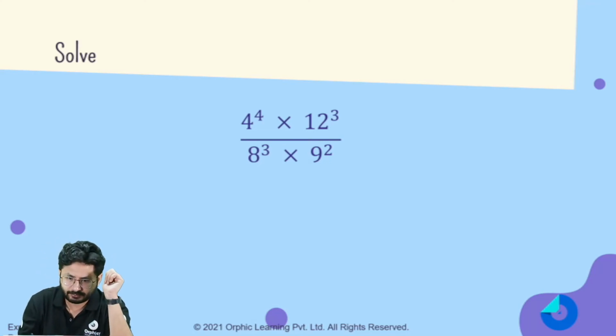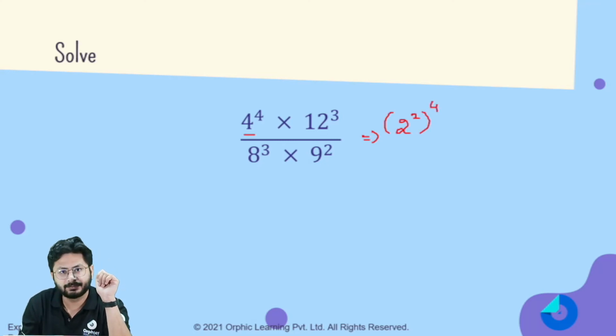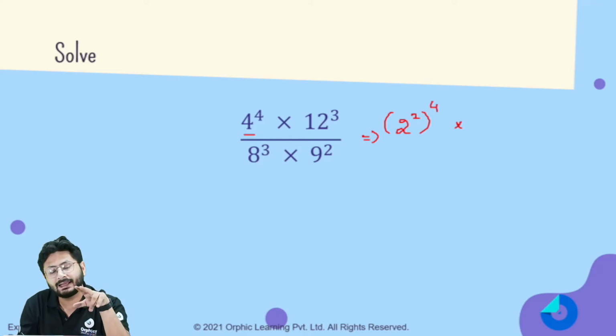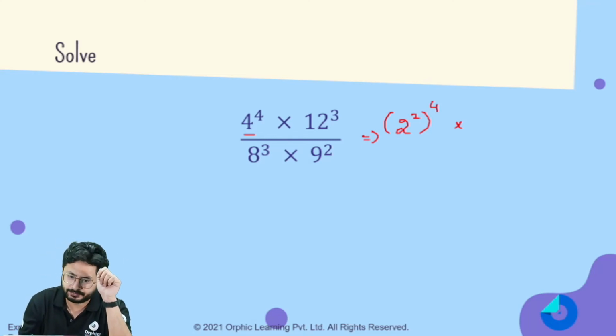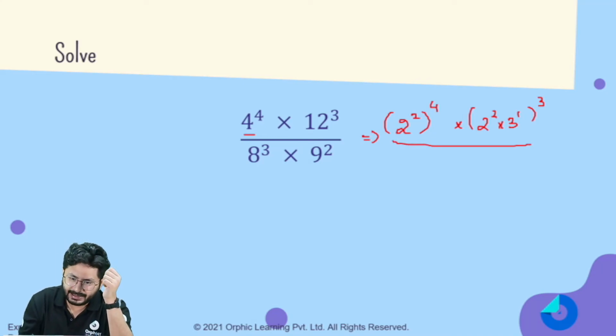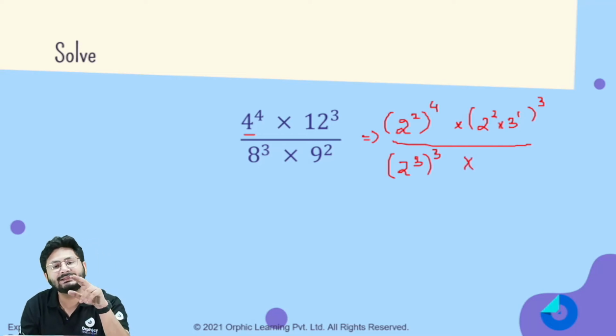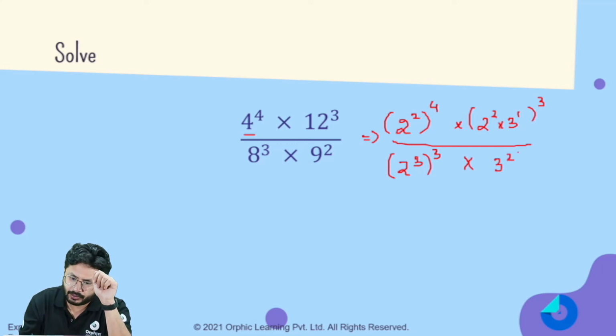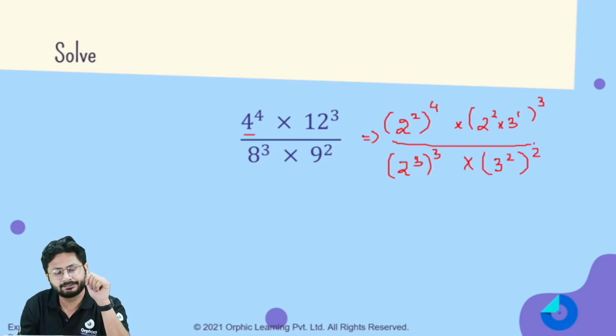Let's do it. So this 4 can be written as 2 to the power 2, prime factorization, and the whole has a power 4 on it, multiplied by 12, which is 2 square into 3 to the power 1, and the whole has power 3 on it. I'm doing the prime factorization of the bases. 8 is 2 to the power 3 and the whole has power 3, multiplied by 9, which is 3 to the power 2, and the whole has power 2.